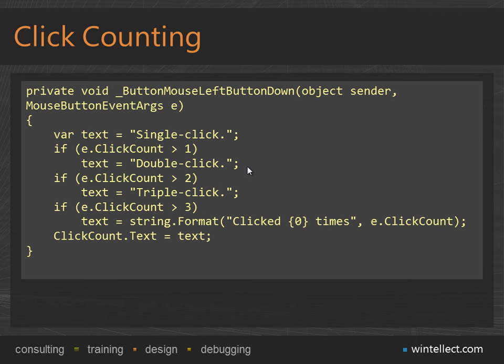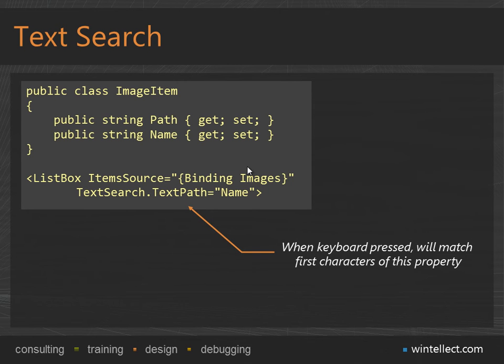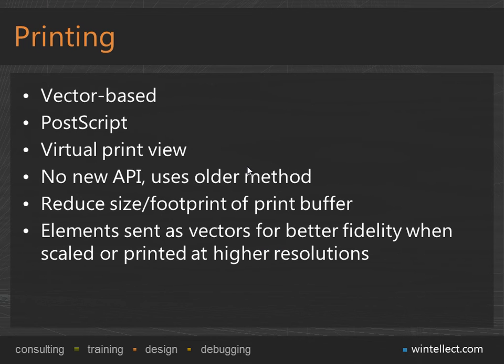So this is what click count looks like, and it's pretty easy to use. If you're a first-time Silverlight programmer, I recommend taking a stab at this, because you look at the click count and you count it. So it's an easy operation: 1, 2, 3, and so on and so forth. For the text search, I've got a class that has a path to an image and a name. And then in the list box, I'm just telling it, use the name for when the user's typing and trying to select something. So it'll match the first characters of the property. And then the printing, we talked about PostScript. There's going to be a virtual print view. Don't know what that looks like, but the user can preview it before they actually print. It'll reduce size, footprint, and so forth.